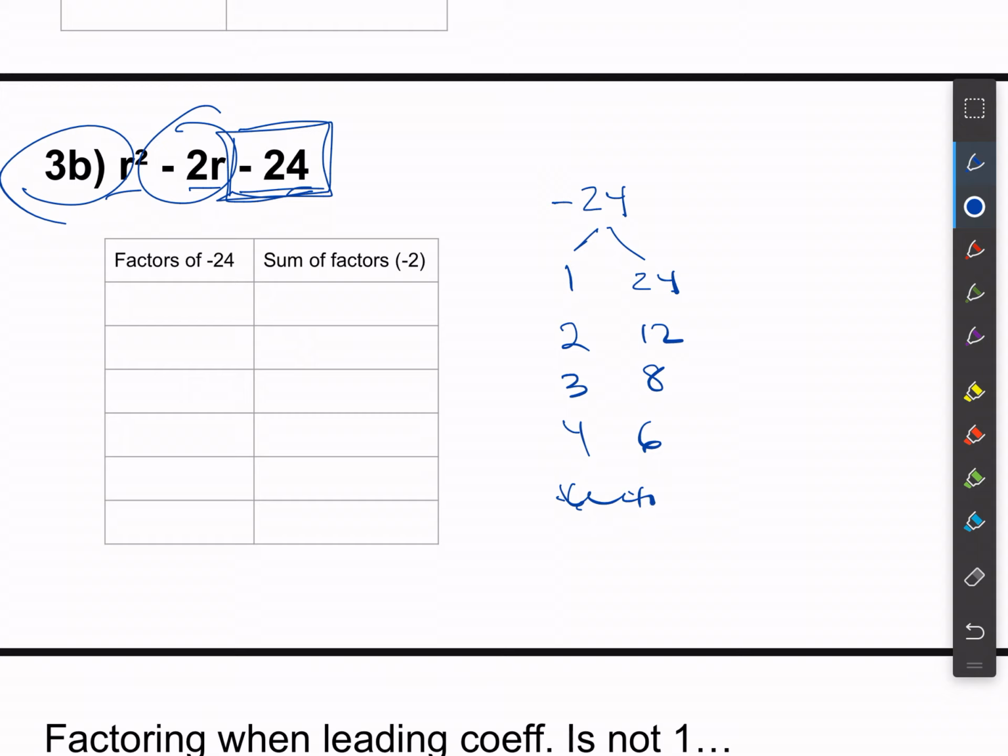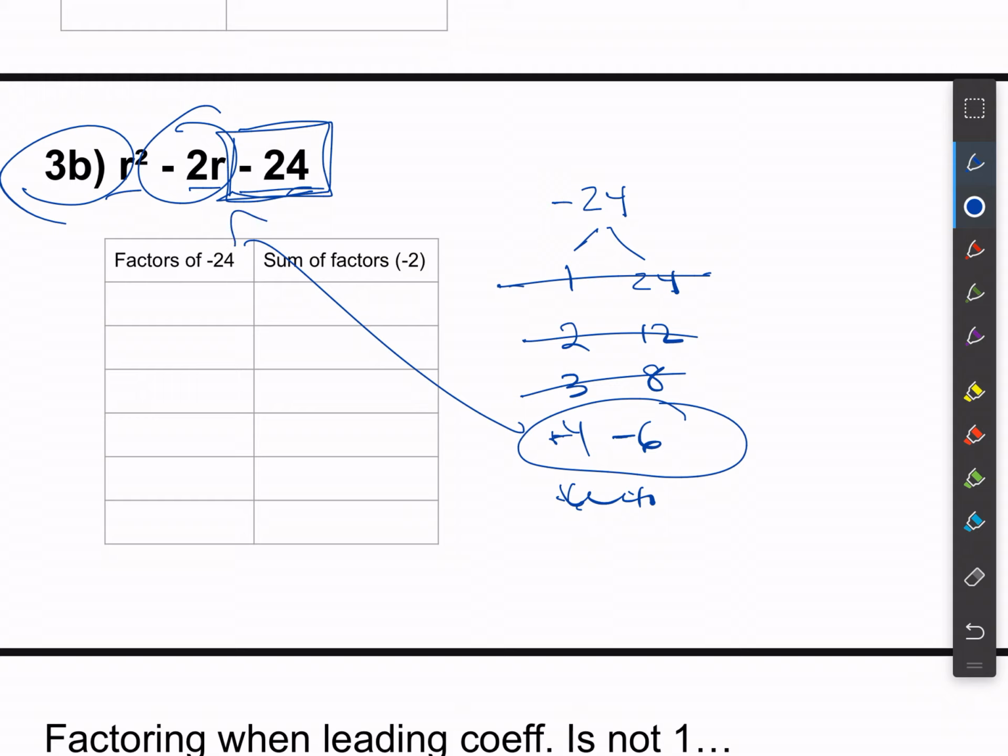Okay, I'm looking for a difference or a sum of 2. This one will definitely not give me a difference or a sum of 2 or negative 2. This one will not either. Neither will this one, but this one will. Okay? If I have a negative 6 and a positive 4, negative 6 plus 4 gives me negative 2. Okay? So that's what I'm looking for. My two factors are going to be r plus 4 and r minus 6. Again, you can FOIL those out and you should get the original term back.